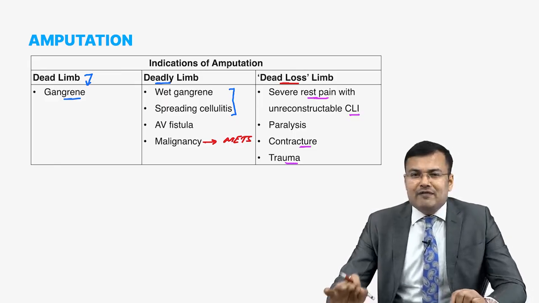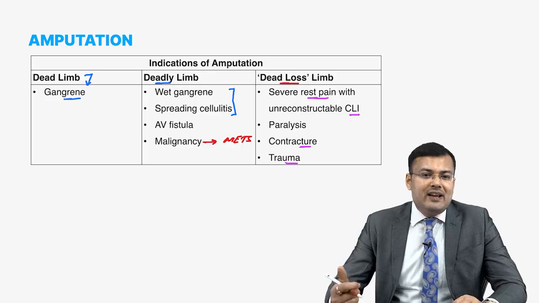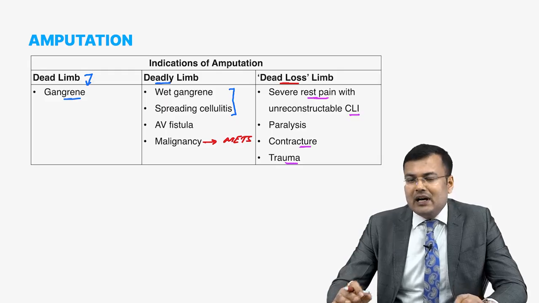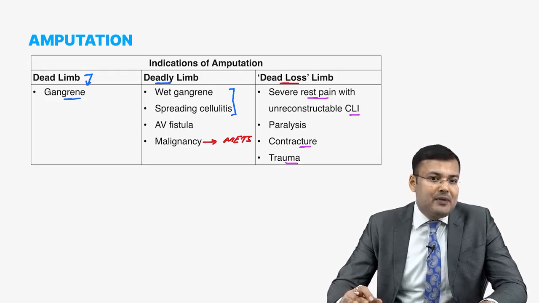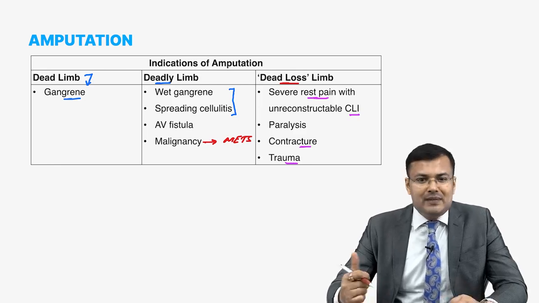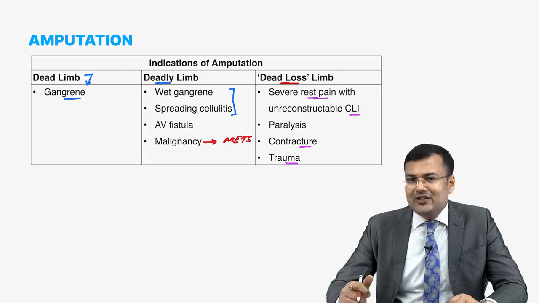So what are the indications of amputation? Dead limb, gangrene, deadly limb, wet gangrene, spreading cellulitis, AV fistula, malignancy, and dead lost limb, whenever severe rest pain is there with unreconstructable critical limb ischemia, paralysis, contracture, trauma.